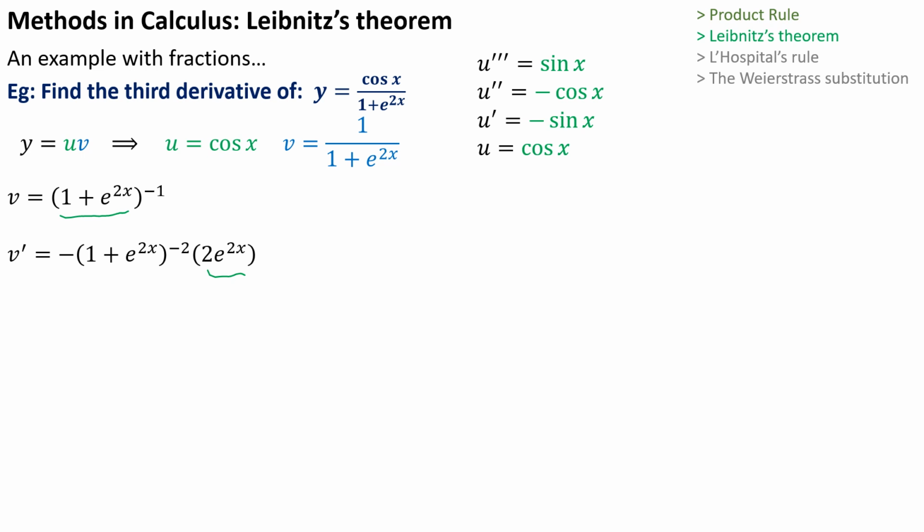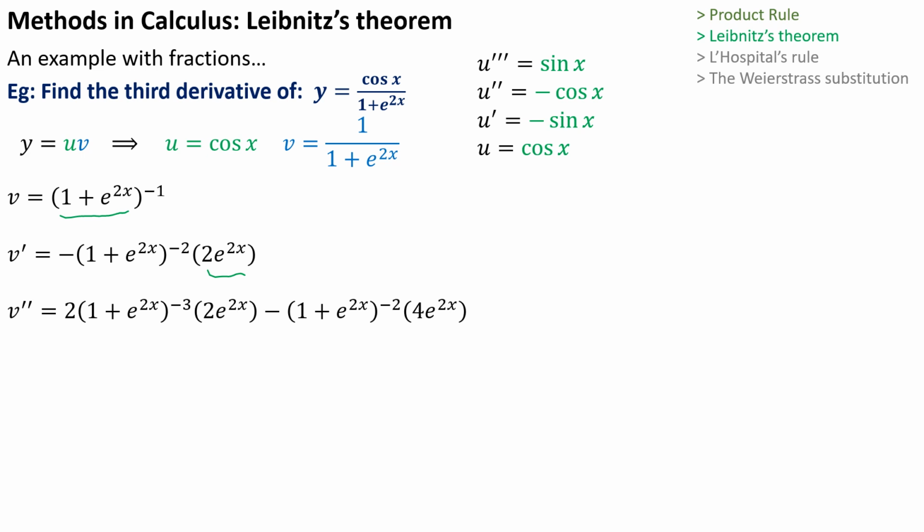But you might notice now we've got a product of functions. We've got the original bracket with a power of minus 2 now, and we've got the 2e to the 2x term. So we actually have to apply product rule. Once you do this, you get this delightful looking creature. You can see where the pieces come from.